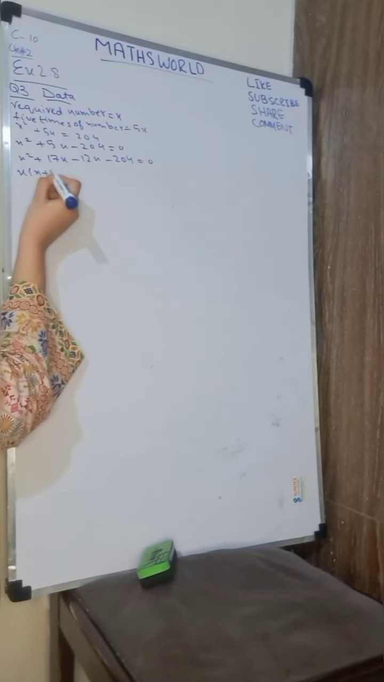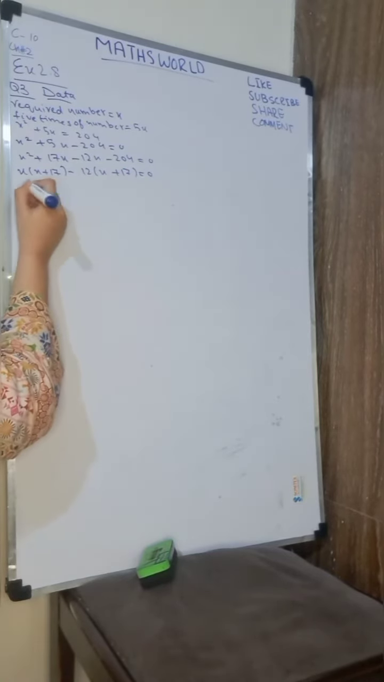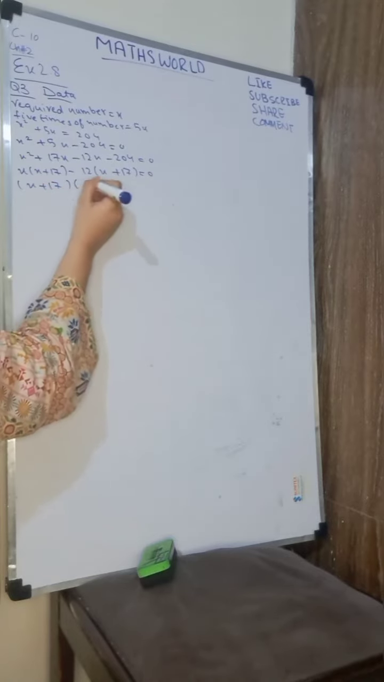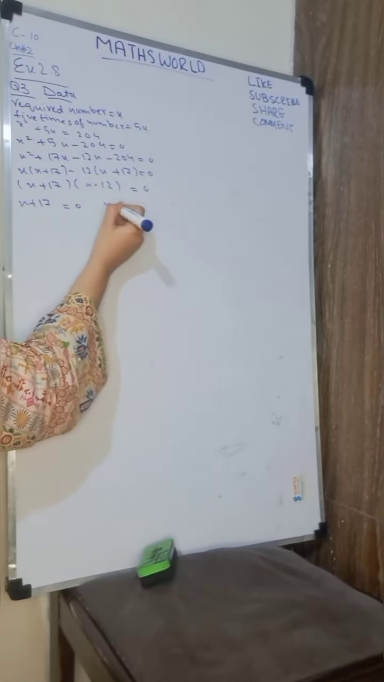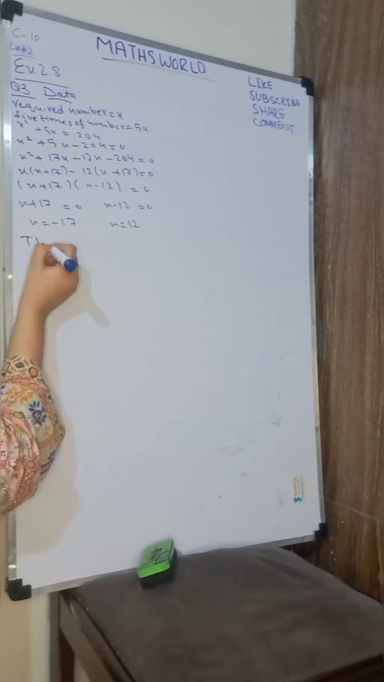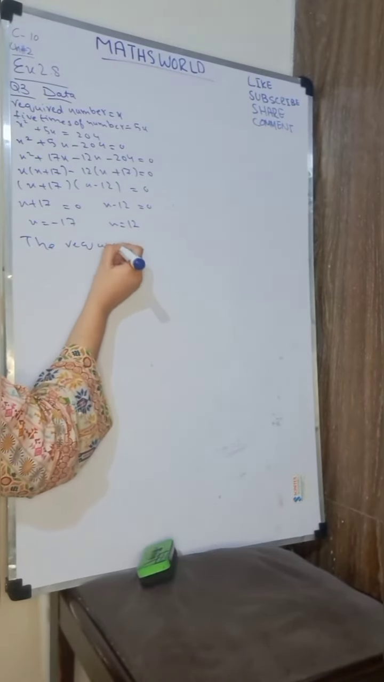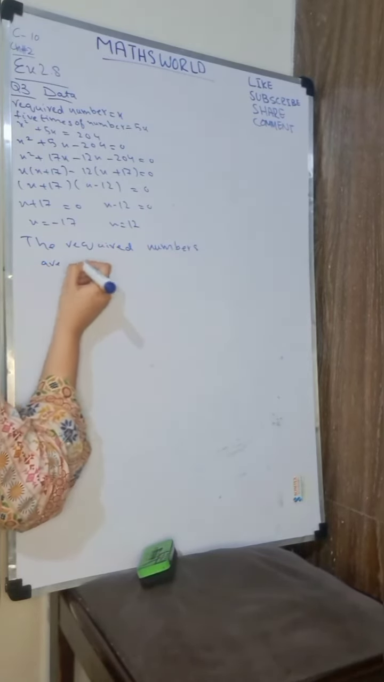x times (x plus 17), minus 12 times (x plus 17), like this. So (x plus 17)(x minus 12) equals 0. So x is equal to minus 17, and x is equal to positive 12. Now your answer would be, you write here, the required numbers are minus 17 and 12.